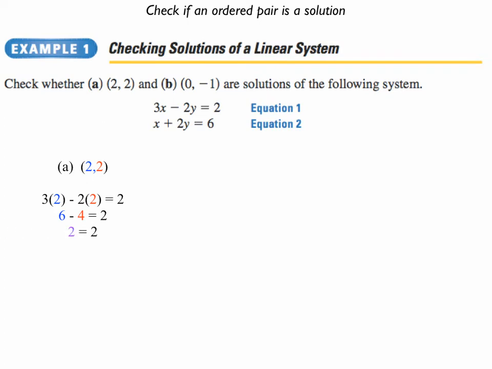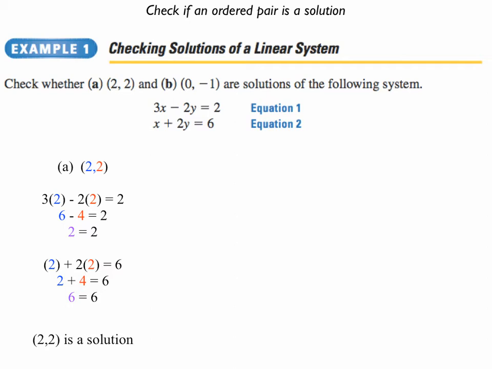But remember, this point has to be on both of your lines, so we have to check it in the second equation as well. I'm going to substitute (2, 2) into x plus 2y equals 6. Now we do our math again. Remember to multiply before you add. I'm going to do the black 2 times the red 2. We're going to get 2 plus 4, and 2 plus 4 does make 6. Since both of these came out as true statements, (2, 2) is a solution.